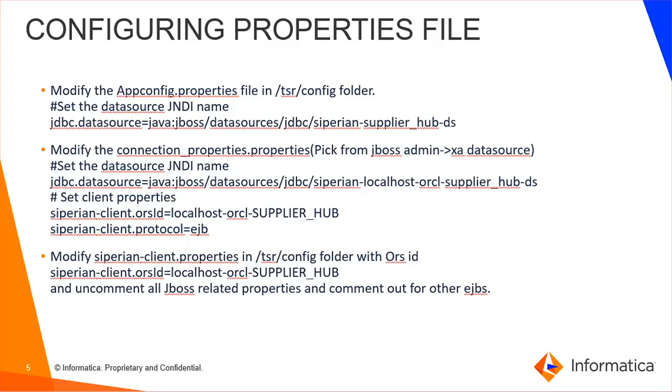Coming to configuring properties file, first in appconfig.properties file, we will set the JNDI name. You can find the JNDI name in your app server configuration file. Here we are using JBoss, so we will be finding it in standalone full XML. After that, in connection.properties file, we will set the data source and Siperian client properties. Once it is done, we will go to Siperian client.properties and we will have to set the ORS ID and set other application server details, which we will see in the coming demo.